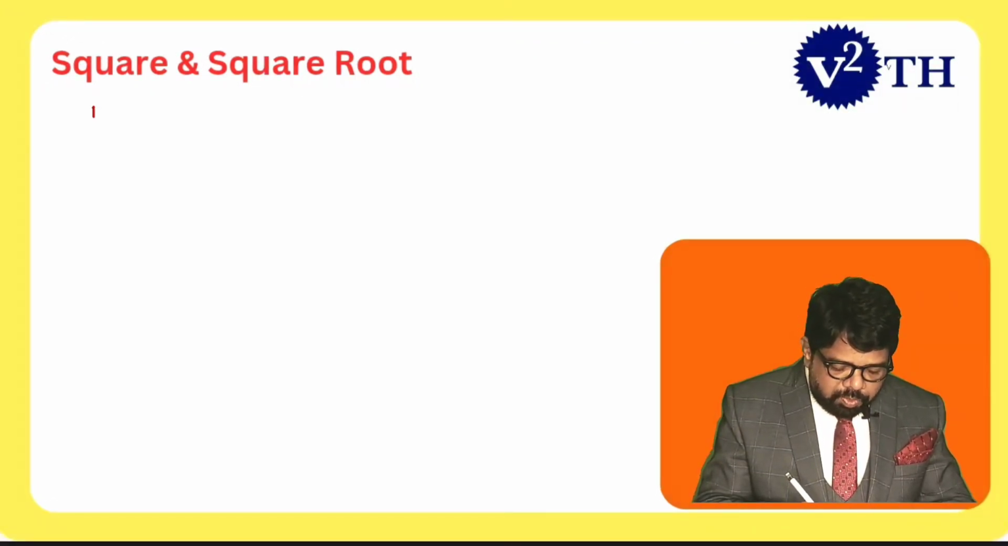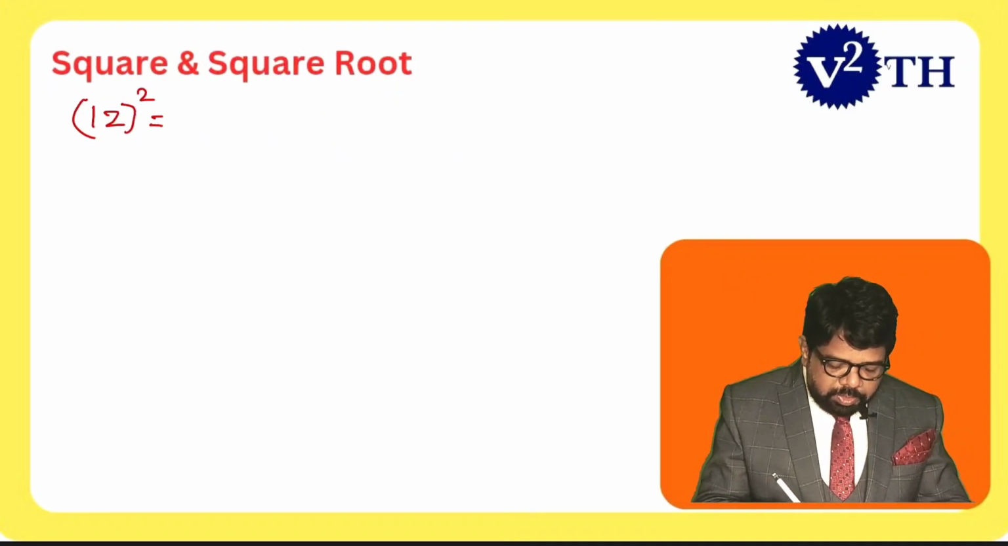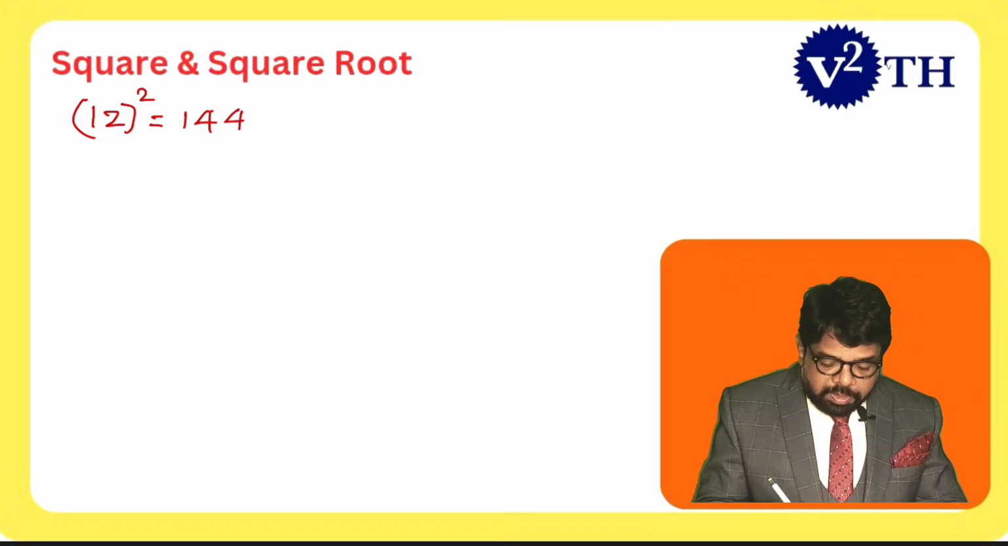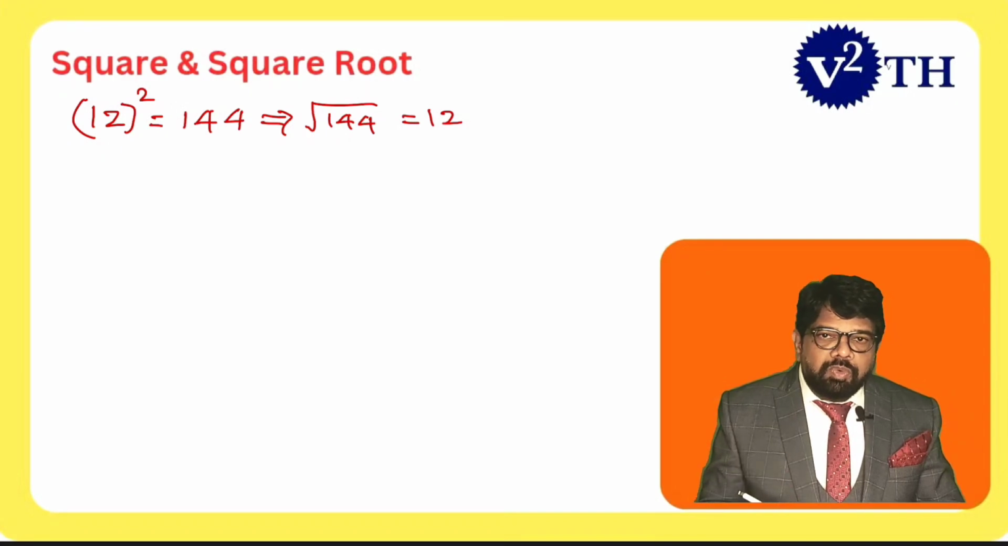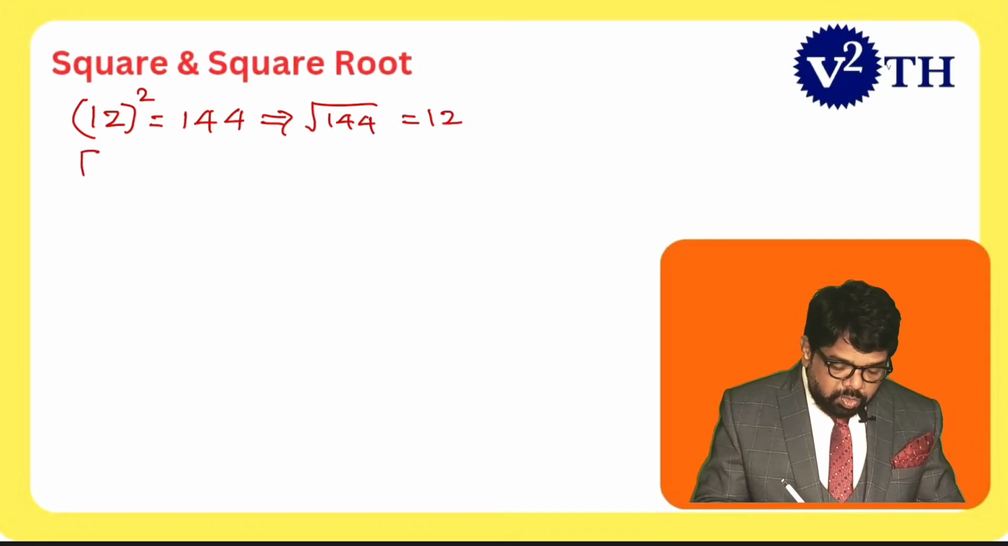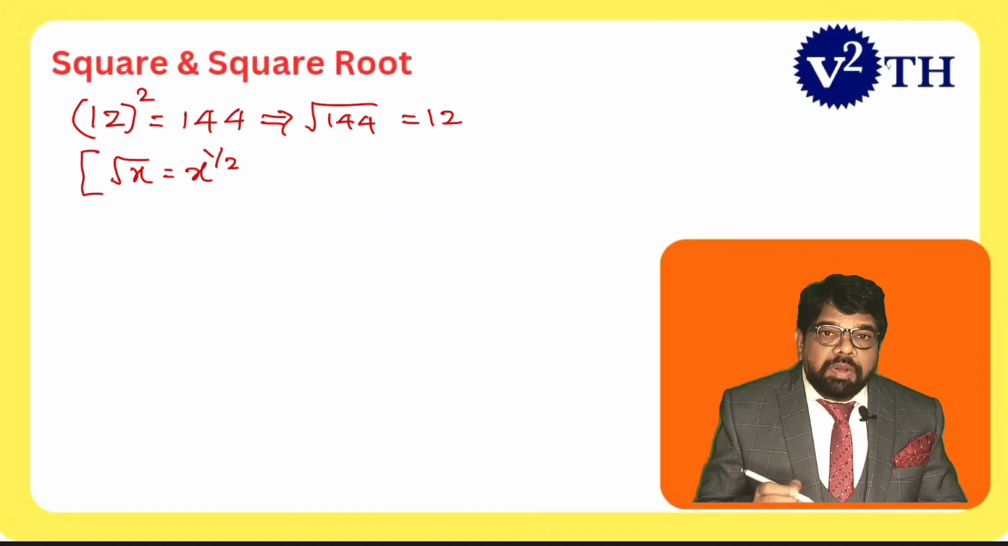Suppose one example, 12. What is the 12 square value? 12 square is 144. Again, the square root of that value, root 144, equals 12 again. So 12 square is 144, root 144 equals 12. Why is root 144 equal to 12? What is the meaning of root? For any value, suppose root x, root x means x power 1 by 2. Root means power 1 by 2.